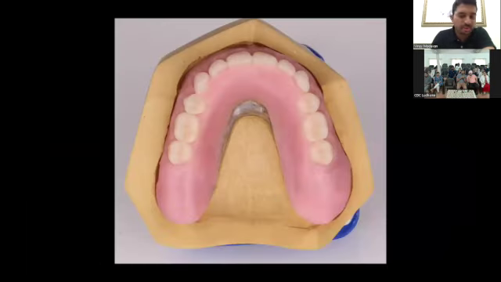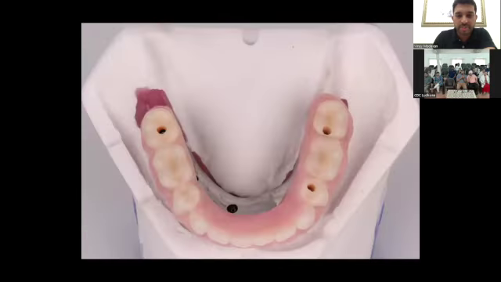You transfer, again, this is all analog ways. There's digital ways to do it, but this is pretty much a very simple, straightforward case that I wanted to show you. But again, teeth setup is completed.